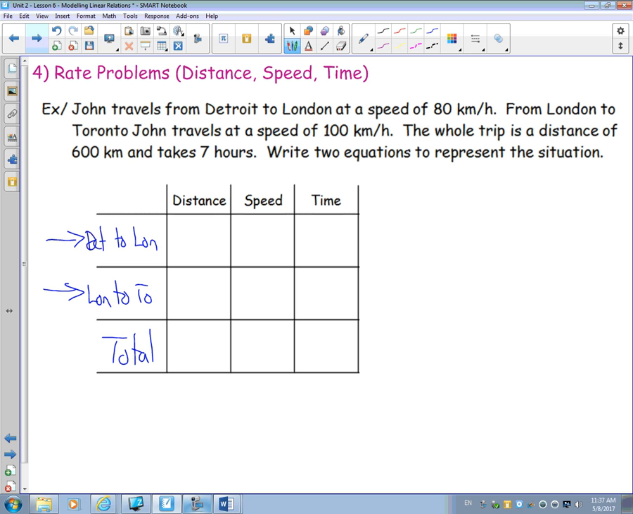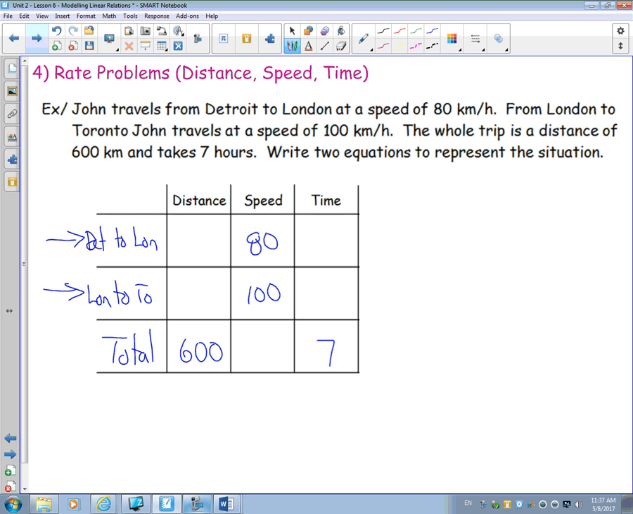And usually we are going to know four important pieces of information. Right off the bat, I already know his speeds were 80 kilometers an hour and 100 kilometers an hour. If you keep reading, the whole trip is a distance of 600 kilometers. Well, that's his total distance, and it took 7 hours. That's his total time. I want to write two equations that represent the situation.